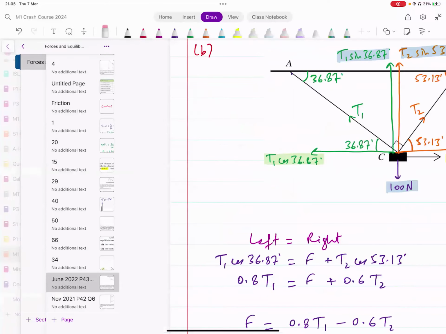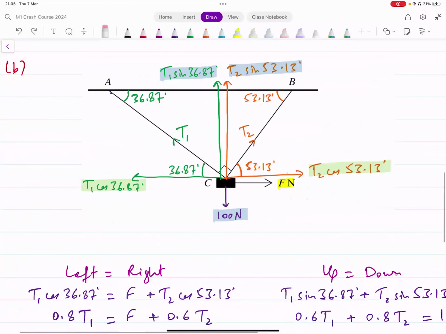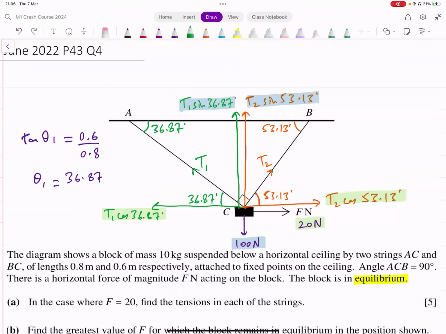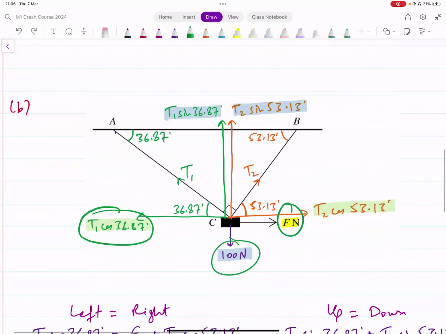Similarly in the other equation, you can see this force acting towards the right side, force F, that is being countered only by T1 cos 36.87. Weight is being countered by both of these tensions. So if one of them becomes 0, the other can handle it. However, force F is being countered only by T1. So T1 cannot be 0, but T2 can be 0 in this case. So we make T2 equal to 0. So in problems like these, when you have to find the least value of something or greatest value of something, that is what you have to do.